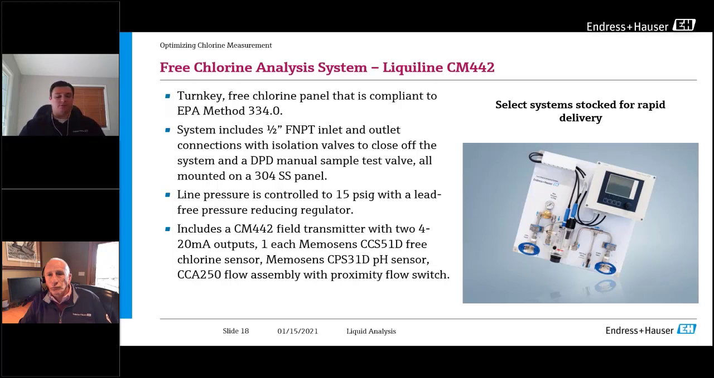On this panel and these probes, we have it controlled to a 15 psi pressure. You can see we have a pressure valve and also a pressure regulator on it. This one is going to come with the transmitter, the free chlorine probe, and the pH probe. And then our CCA250 is the flow assembly that both of the probes go into. It also includes a proximity switch. So if you go below pressure or below flow rate, our system will actually alarm and let you know we're running dry or running at a low flow, and then you can go in and make adjustments as need be.